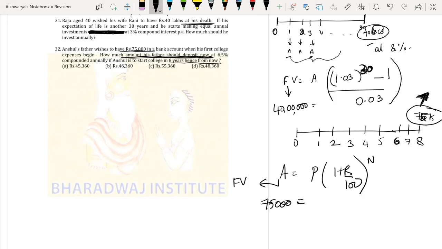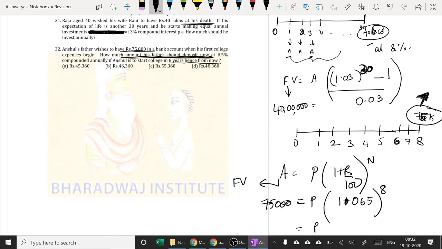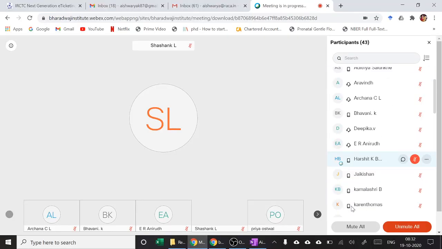Then your present value is what you're going to calculate. How much should you deposit now is your principal. 1 plus R is, sorry, so you can directly write 1.065, the whole power N. N is 8. So with that, you will be able to calculate your P. So I think the calculation we will leave. Just check if you've got it. Anybody, any doubt? See if you've got it.